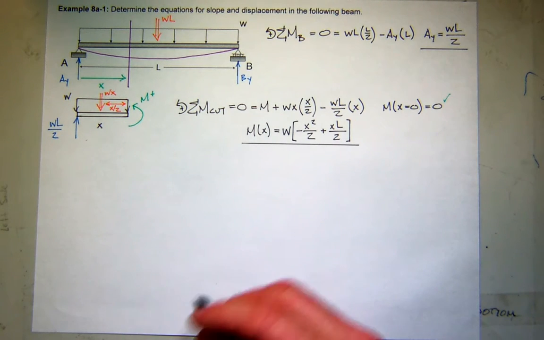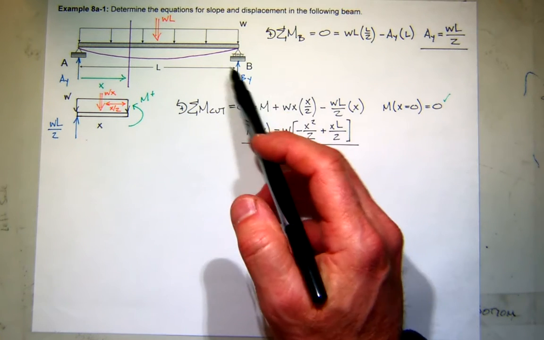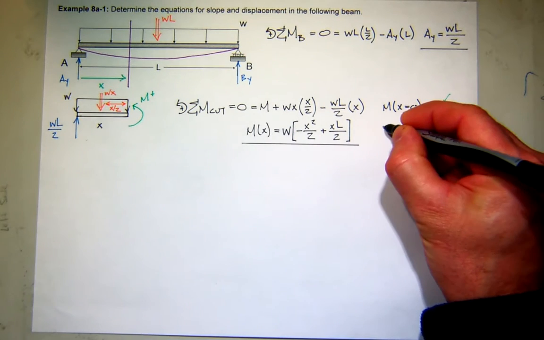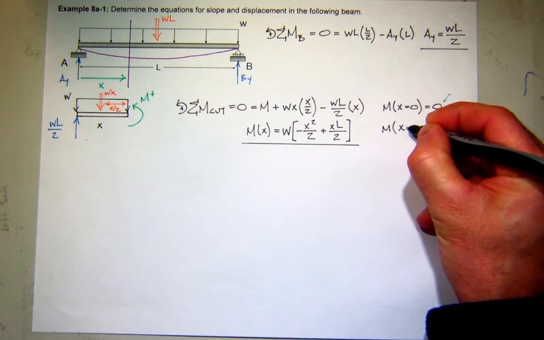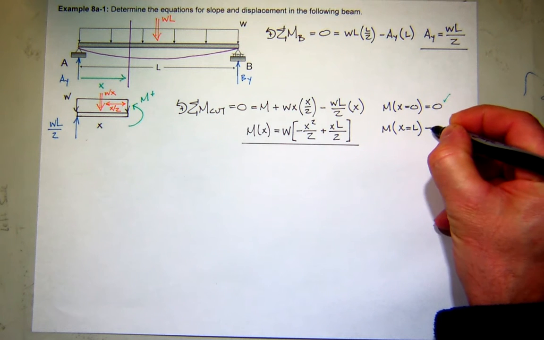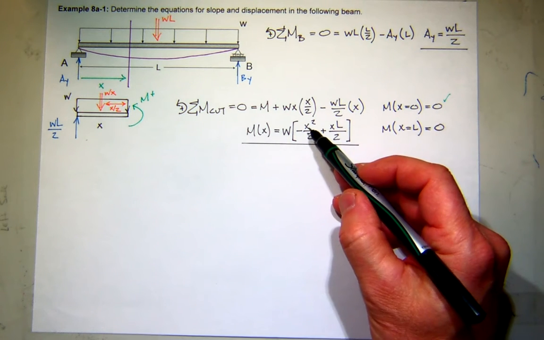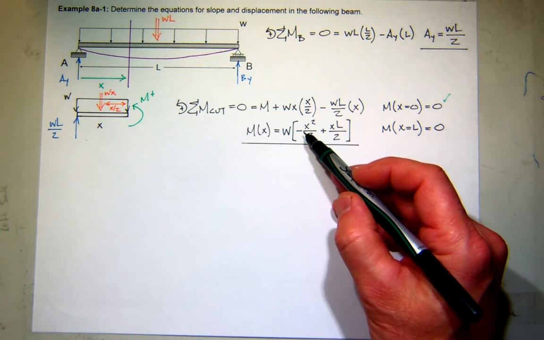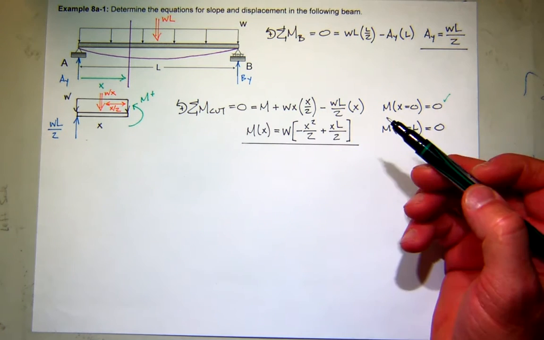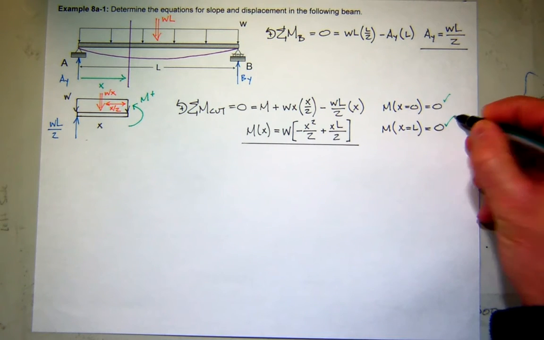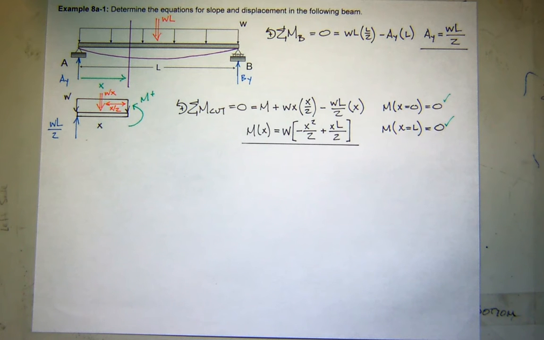Where else do I know the moment? What about at B? Yeah, so that would be at x equal L. Should also be 0. And if you plug in x equal L, you get L squared over 2 minus L squared over 2 plus L squared over 2. Again, 0. So I'm feeling pretty good about my moment equation right now.